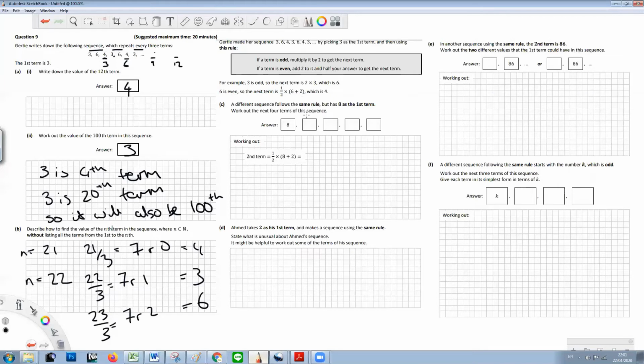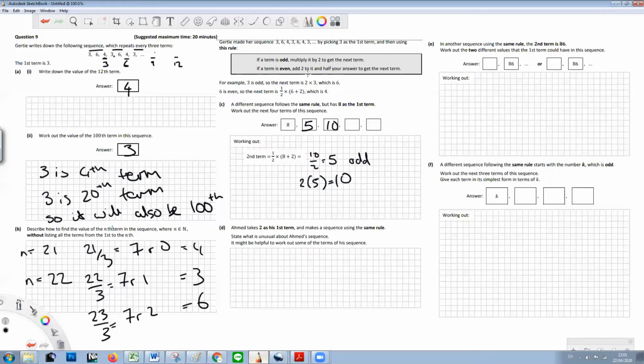So 8 is an even number. It even tells you how to do the second term. So the second term is a half of 8 plus 2, so we have 10 over 2, which is equal to 5. Now, 5 is obviously an odd term. So if the term is odd, multiply it by 2 to get the next. The next term is going to be 10, because 2 times 5 is 10.